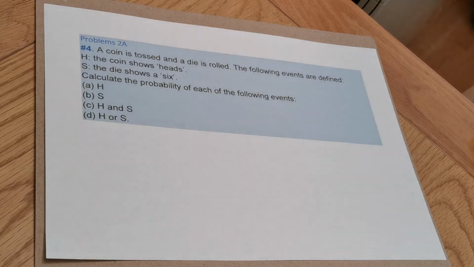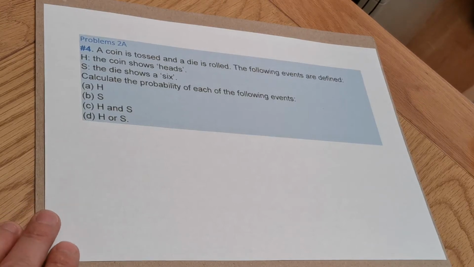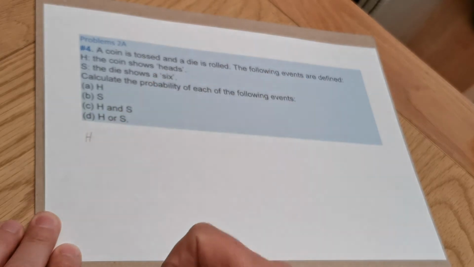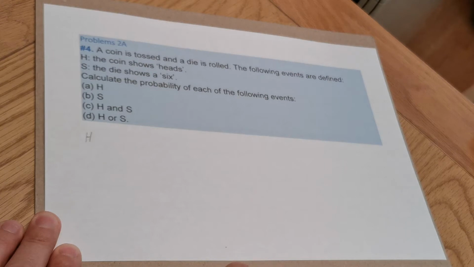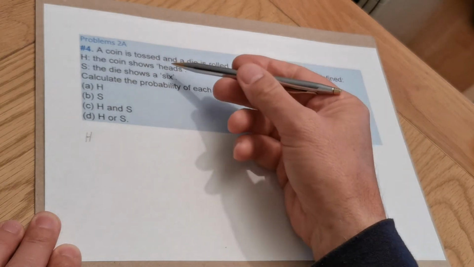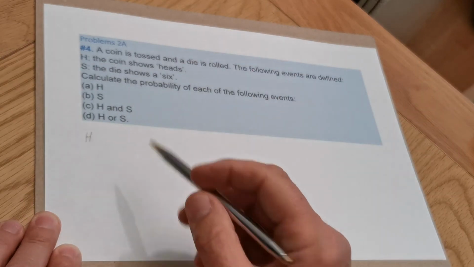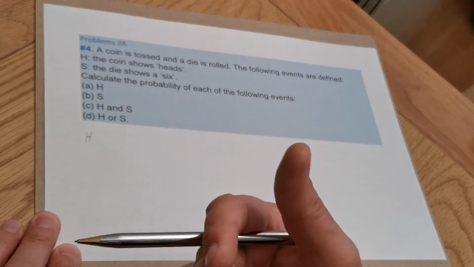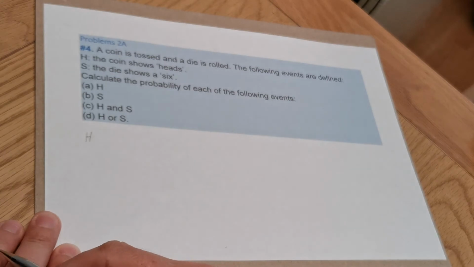Now, even if the events were not defined, we would define them and we would use a letter to represent them. That's already done for us in this question. So if it's not already done for you, always begin by listing all the events of interest. So we have H, the event the coin shows heads, and S, the die shows a 6. If that wasn't included in the problem, we would define those events ourselves if the question was presented in a narrative form.